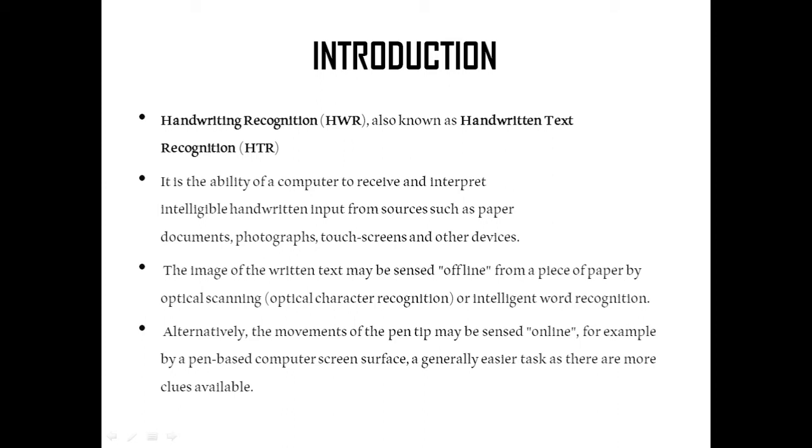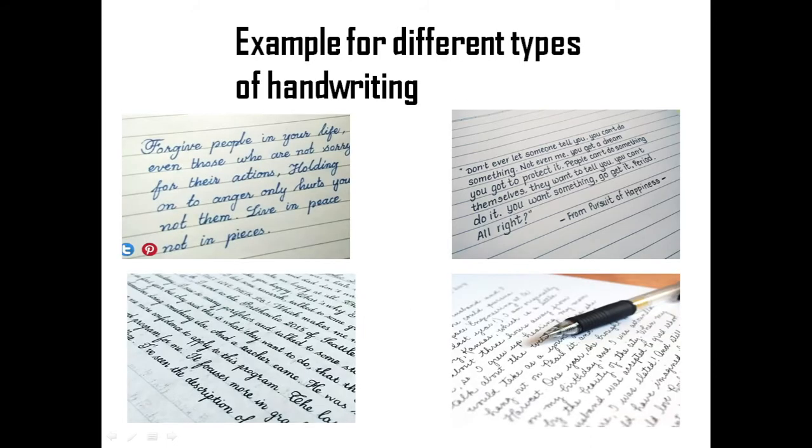The image of the written text may be sensed offline from a piece of paper by optical scanning, that is, optical character recognition or intelligent word recognition. Alternatively, the movements of the pen tip may be sensed online. For example, by a pen-based computer screen surface, a generally easier task as there are more clues available. These are the example for different types of handwriting.